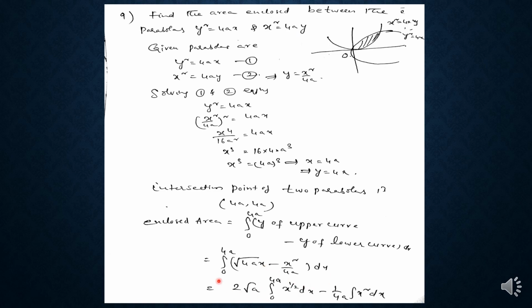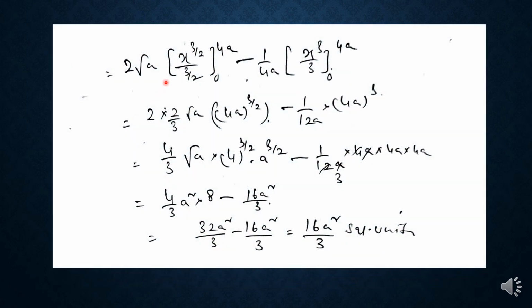So by integrating this we can write it as 2 root a into integral 0 to 4a x to the power of 1 by 2 dx minus 1 by 4a into integral x square dx. Thus we separated these two terms. The integral of 2 root a into x to the power of 1 by 2 dx is x to the power of 3 by 2 by 3 by 2 from 0 to 4a, minus 1 by 4a into the integral of x square dx, which is x cube by 3 from 0 to 4a.